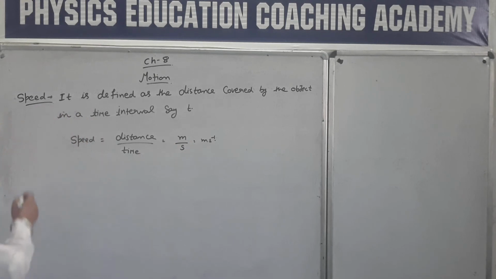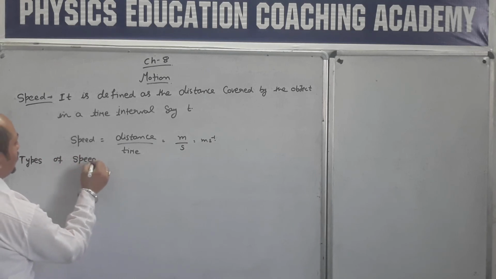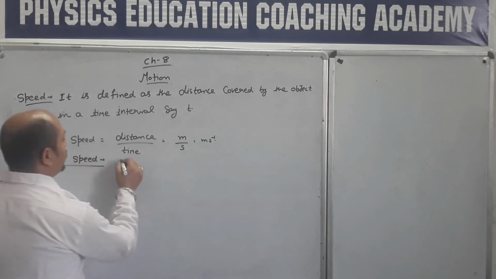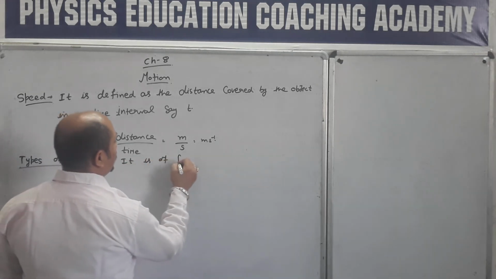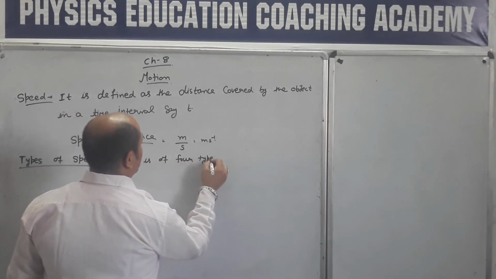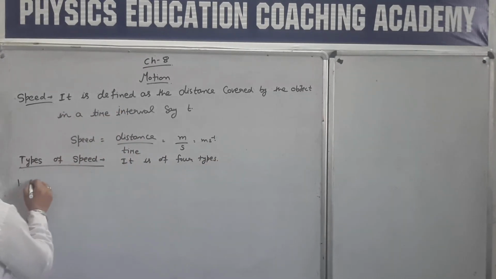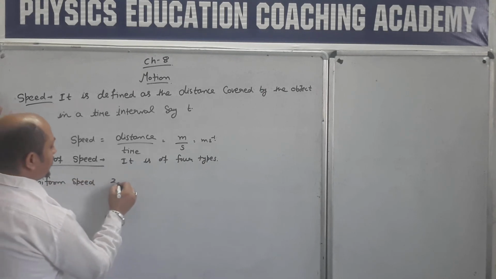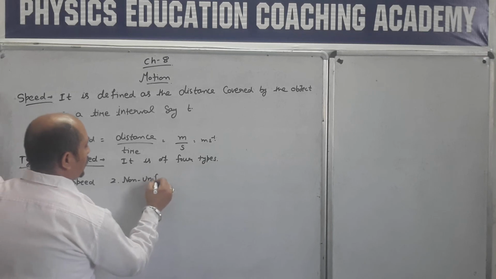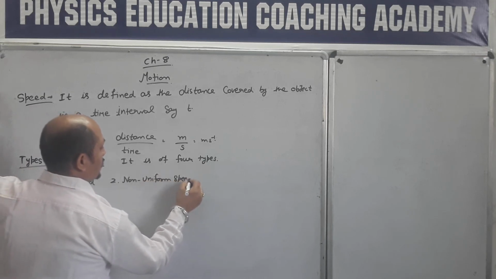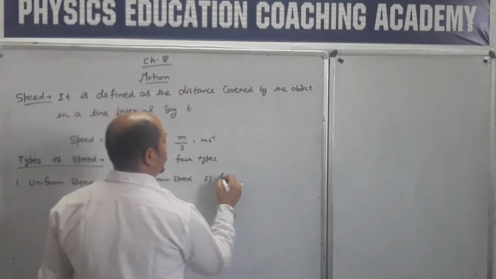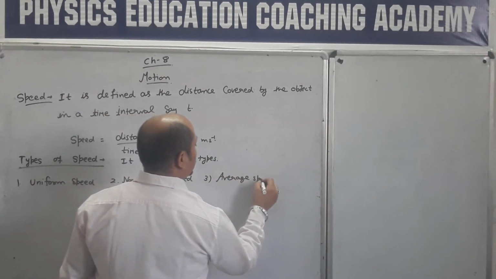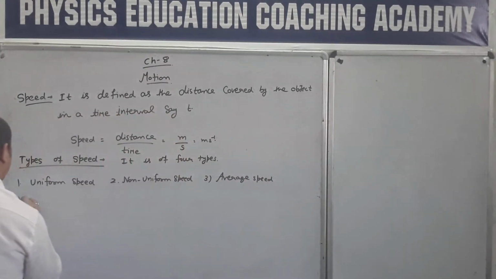The next is types of speed. It is of four types. First is uniform speed. Second is non-uniform speed. Third is average speed. And the fourth one is instantaneous speed.